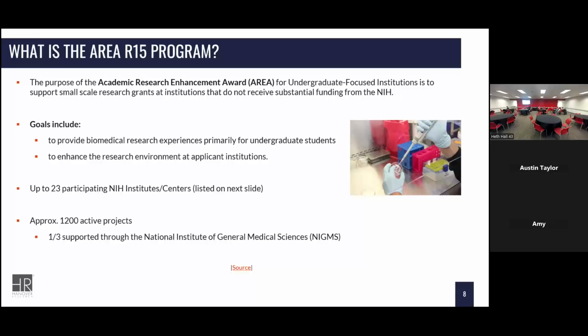And so the AREA R15 mechanism allows you to, whether it be integrated into your courses, integrated into your scholarly agenda, or an independent lab, support undergraduate research, and that's its primary focus. And also it seeks to expand the research capacity at primarily undergraduate teaching institutions. So wonderful mechanism. Up to 23 institutes support AREA R15 grants, and it just depends on the NOFO, the Notice of Funding Opportunity that you pursue.